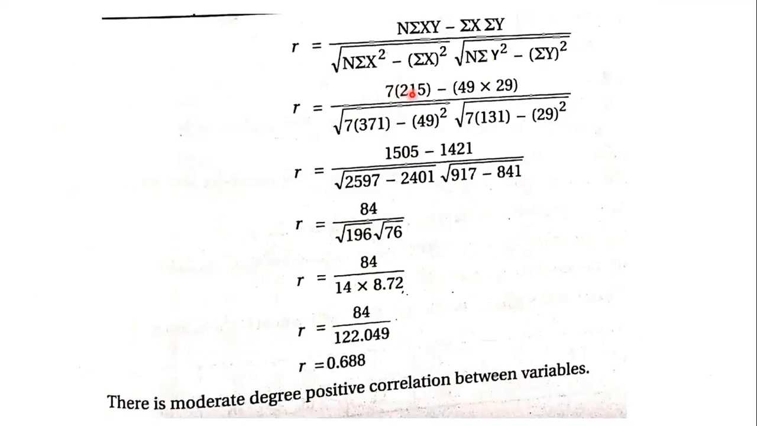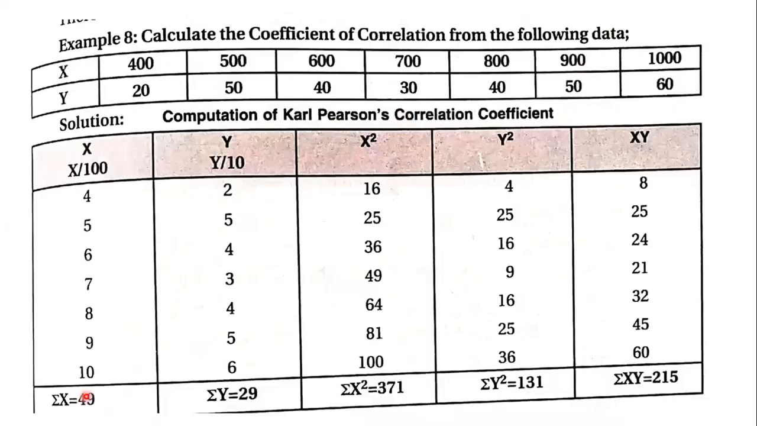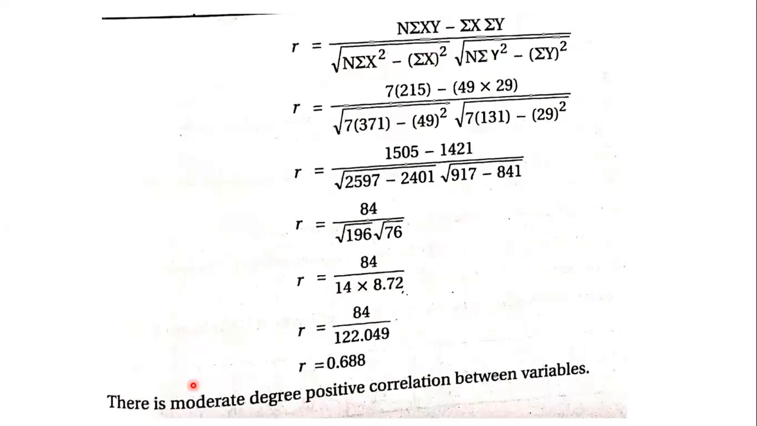So 7 into 215, that is sigma xy is 215. Then sigma x into sigma y, that is 49 into 29, whole divided by square root of n, the value of n is again 7, into sigma x square is 371 minus sigma x. What is sigma x? 49. So sigma x is 49 square. Then into square root of 7 into 131 minus sigma y is 29 and square of that.